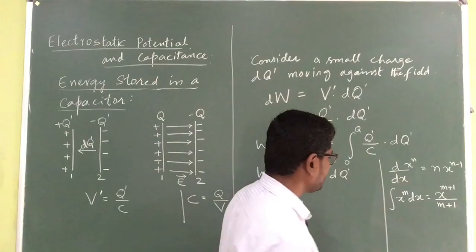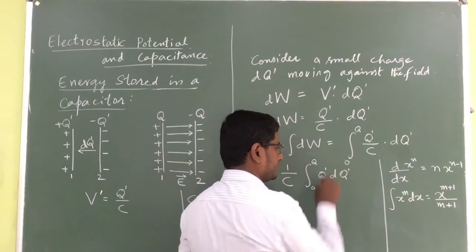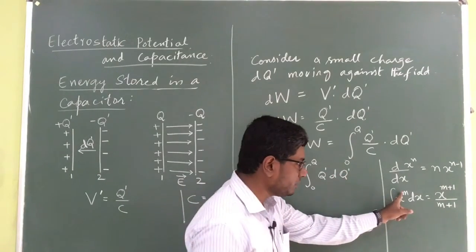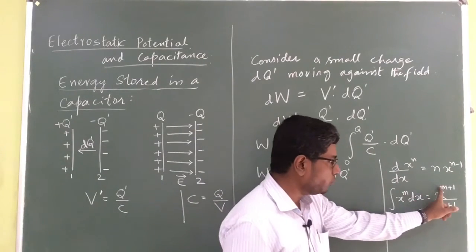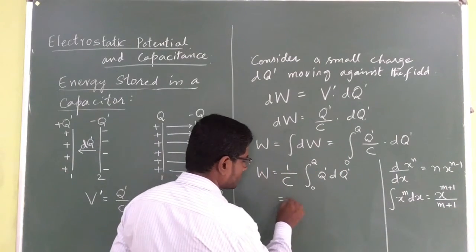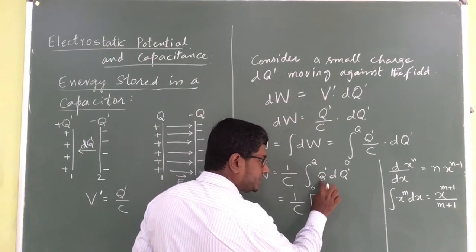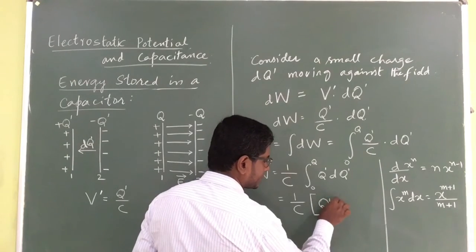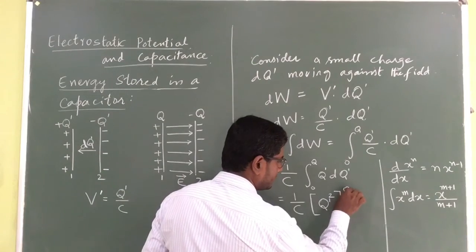So now I am going to do the integration. What is the power here? It is 1, because if nothing is there, the power is assumed to be 1. So my value of n is 1 in this equation. What should happen? 1 plus 1, that means the power should become 2. So what I have outside the bracket is 1 by C integration of q dash with respect to dq dash. It is going to give me q dash square between the limits 0 to Q.